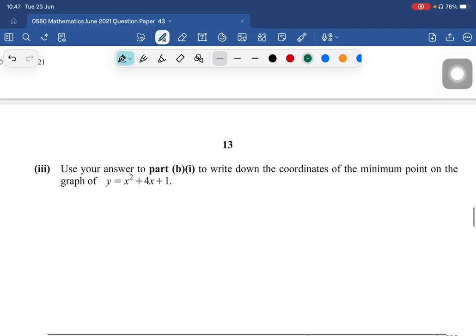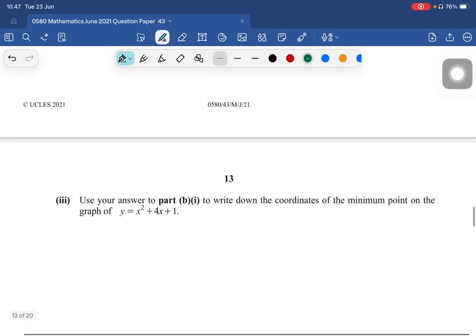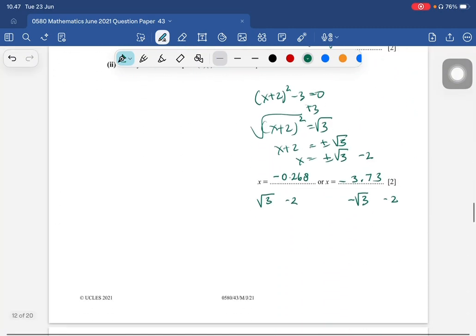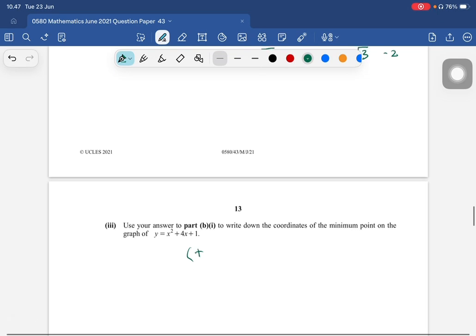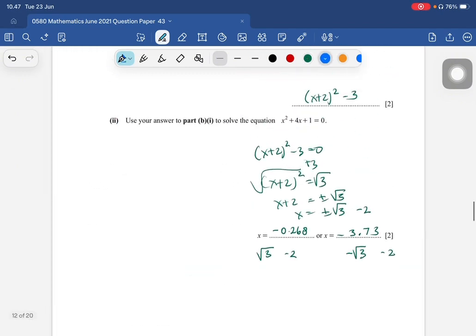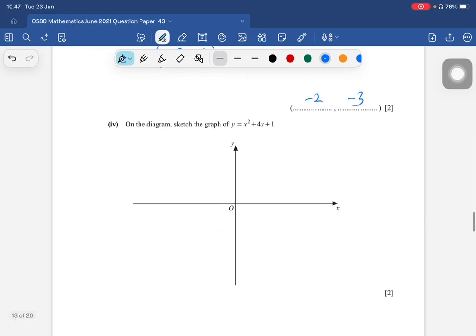Use your answer in part b(i) to write the coordinates of the minimum point. So here is the form (x plus p) squared plus q. In this form, we got the answer as (x plus 2) squared minus 3. The coordinates are going to be negative p, point q. So here 2 becomes negative 2, and negative 3.